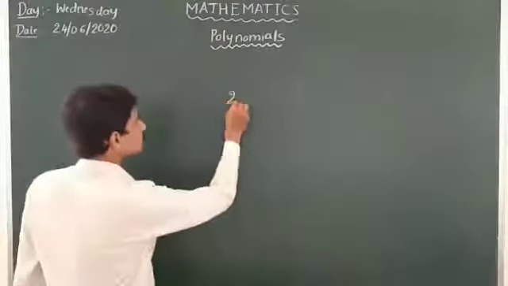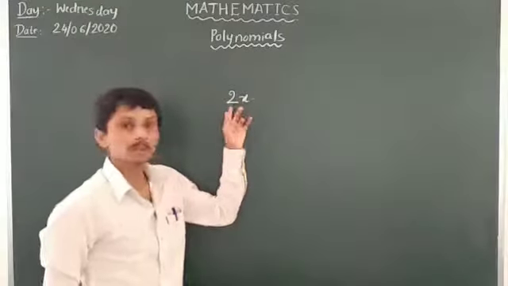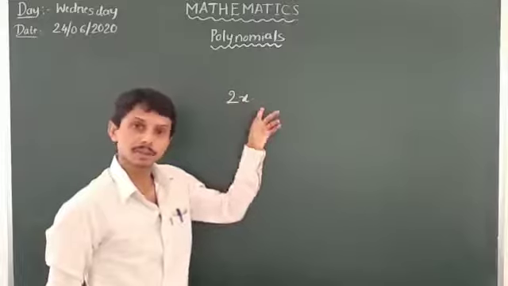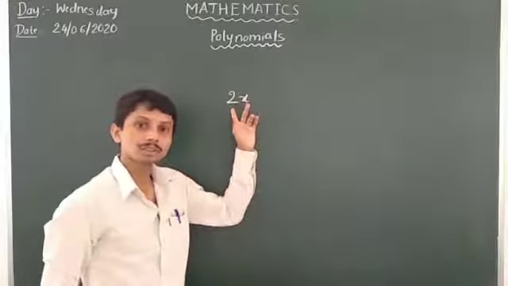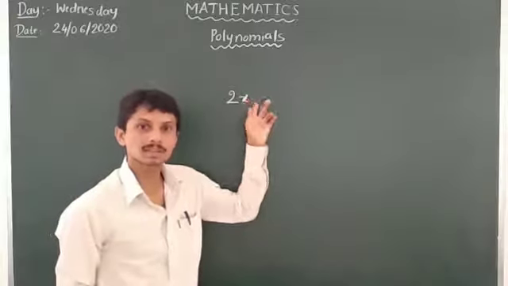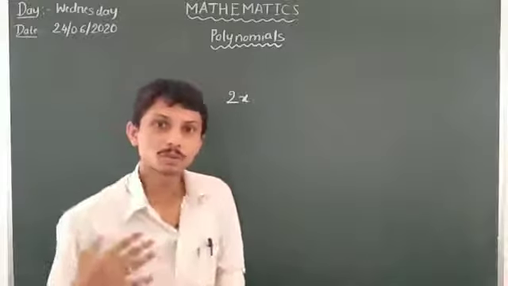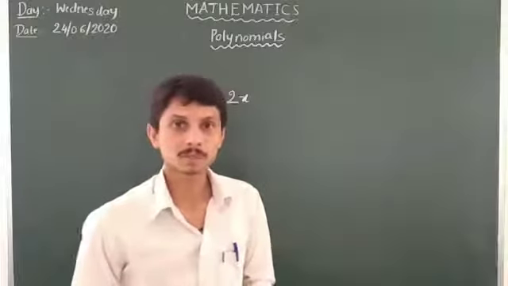So 2x is an algebraic term. Here 2 is the constant and x is the variable. This constant is also known as the coefficient. What is the coefficient of x? 2. So from this we have to move on to the next set of concepts.